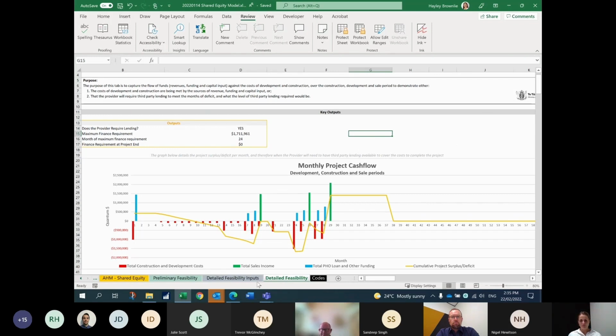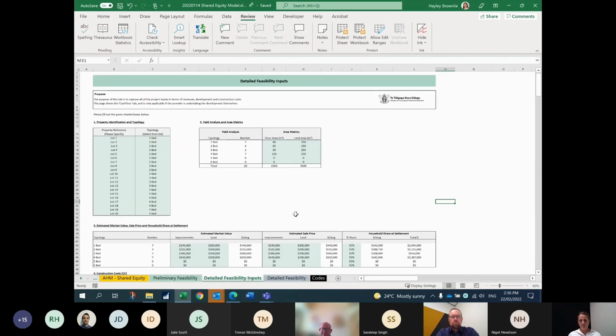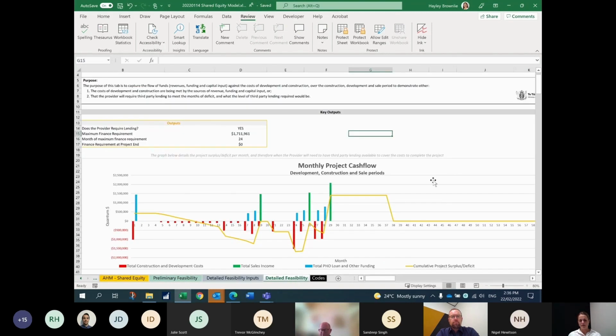So the two tabs work interdependently. The inputs tab is the key inputs page, and this then flows through into the detailed PHO model, which summarizes those inputs and the timing and provides an estimate of when that deficit will occur.